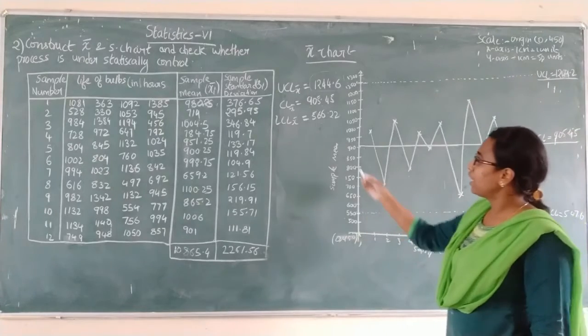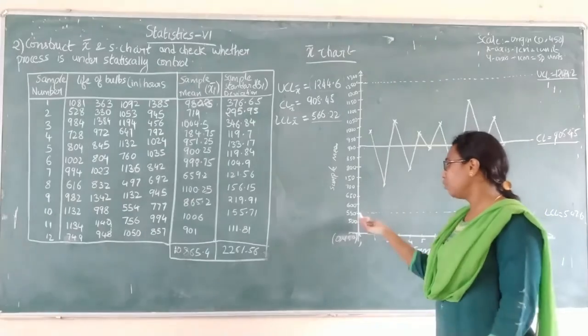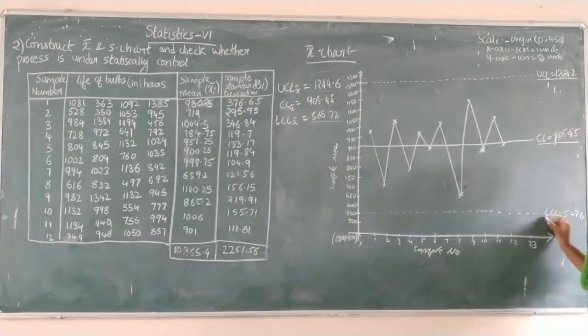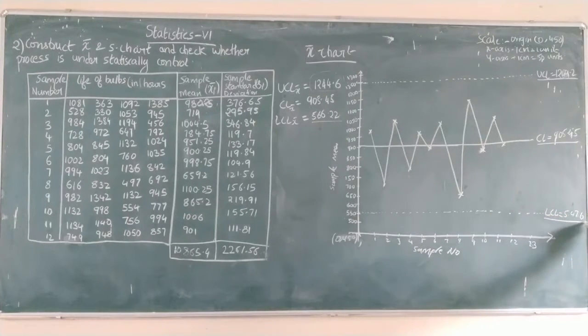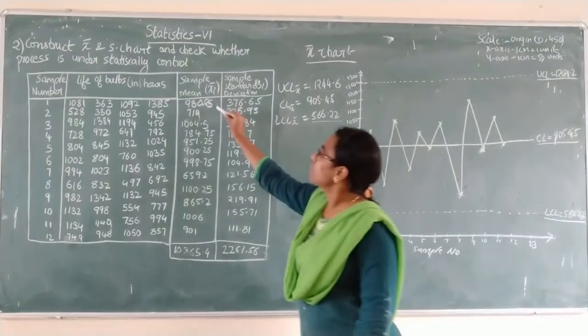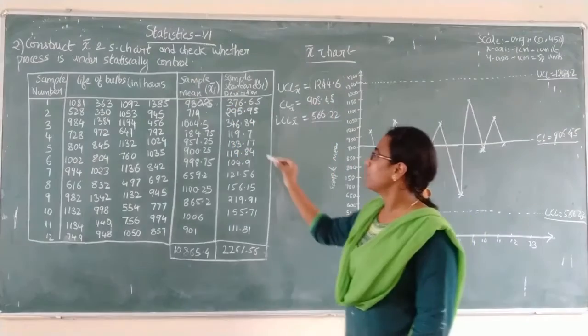Next coming to the LCL. What is the LCL value? 566, that is near to 550. You draw a horizontal dotted line and write here LCL equals 566.92. So these are the UCL, CL and LCL values. After plotting these values, you start plotting the sample mean values. Since it is a mean chart, you have to plot the mean values.